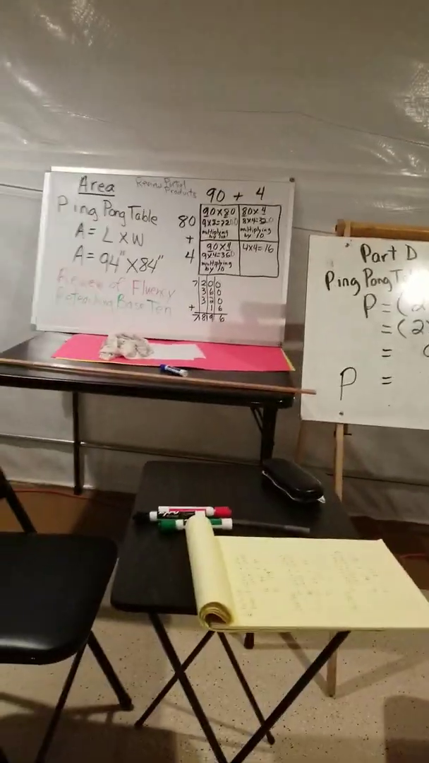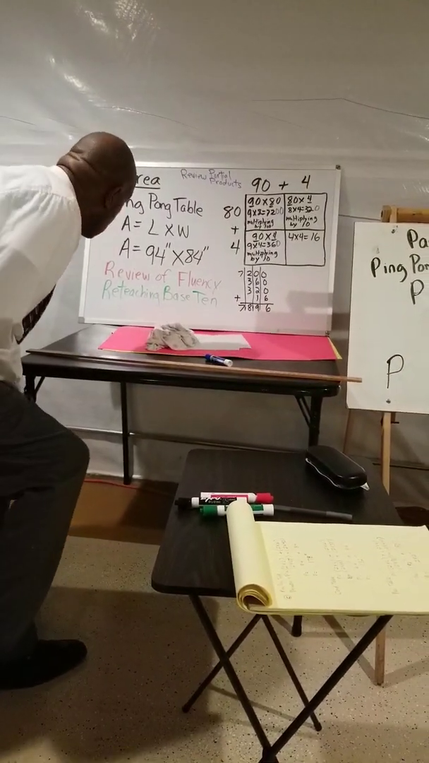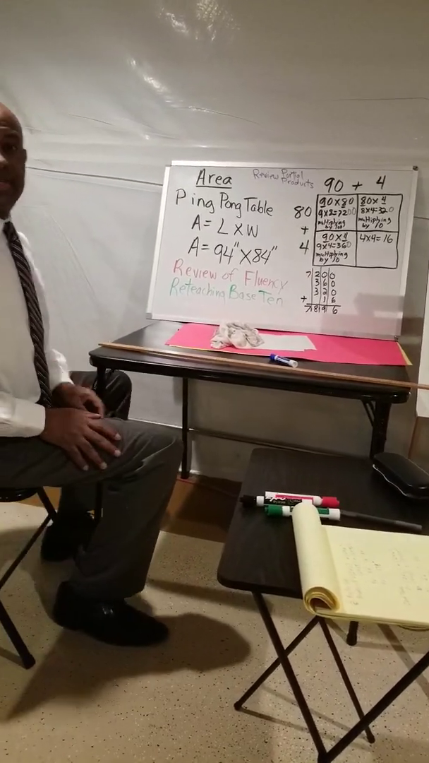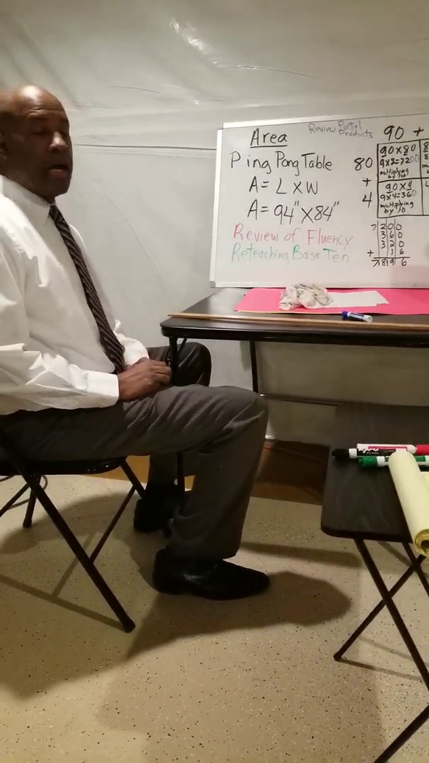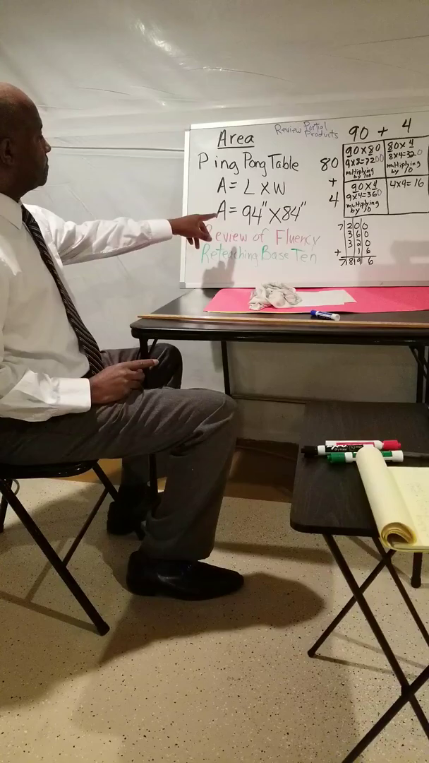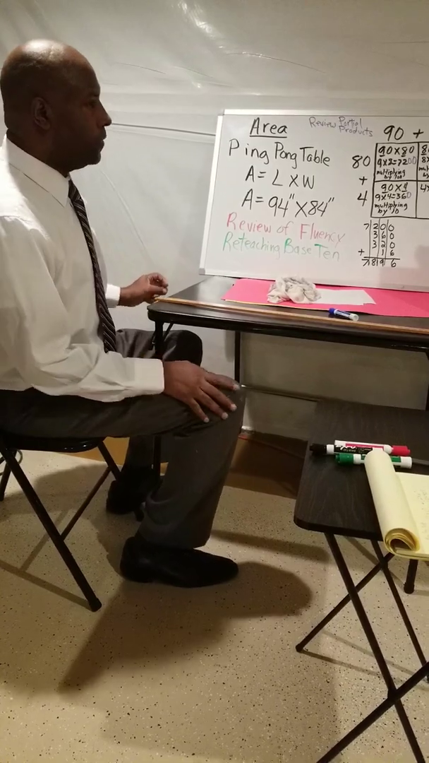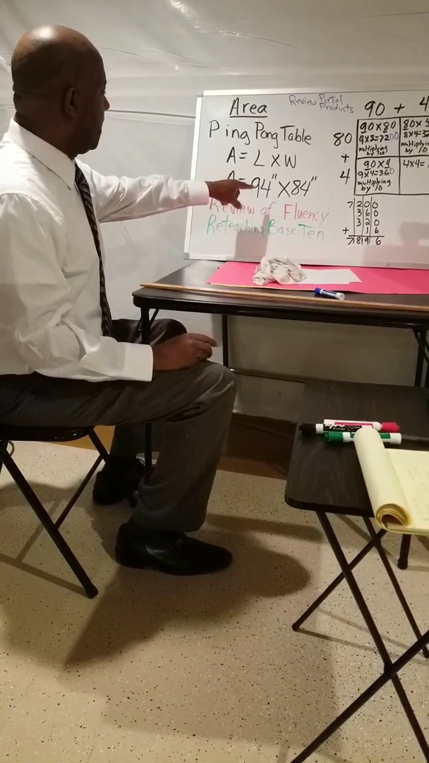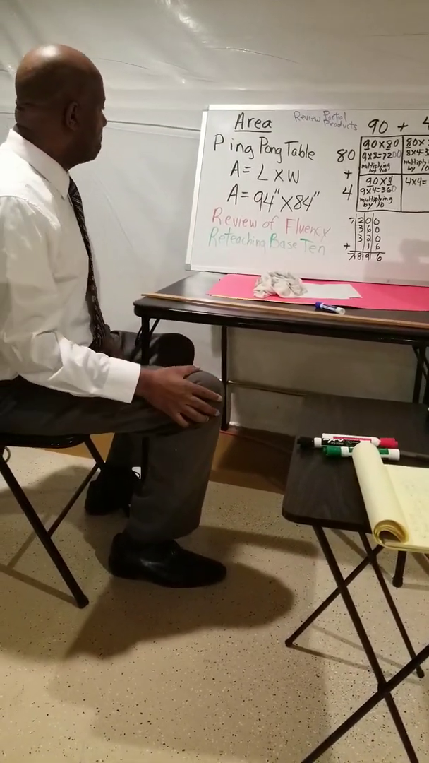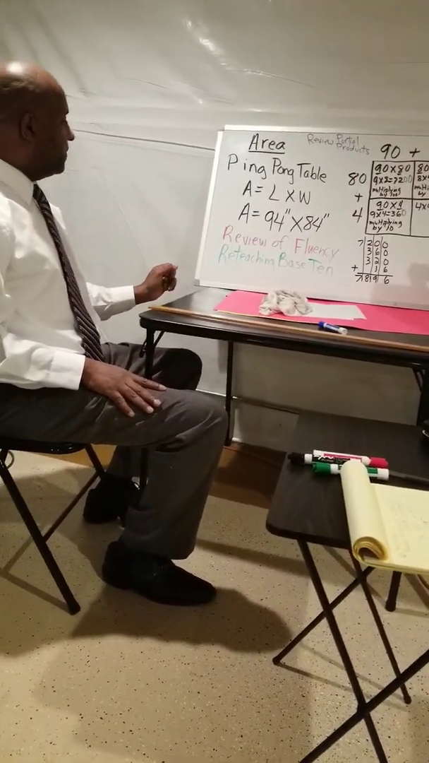So now let's look at the area of the ping pong table. Once again, we know that there's a different formula, boys and girls, for perimeter compared to area. The area equals length times width. So we have 94 inches for the length times 84 inches for the width here. Now, this is what I mean by multiplying 94 times 84.